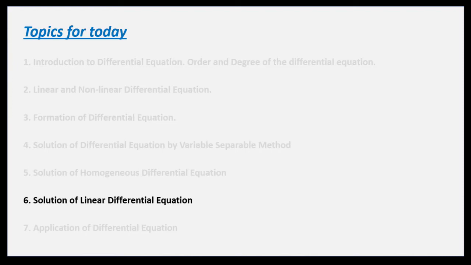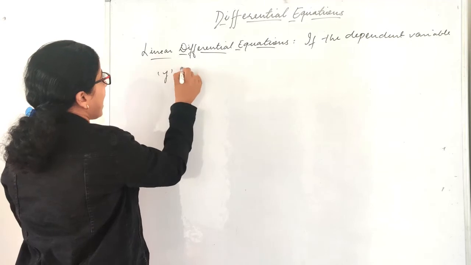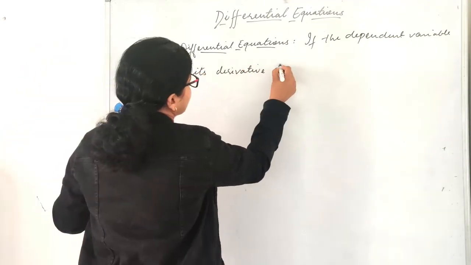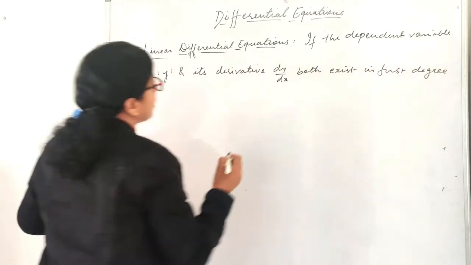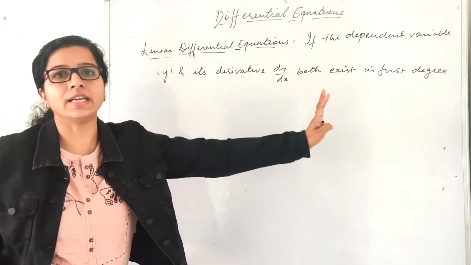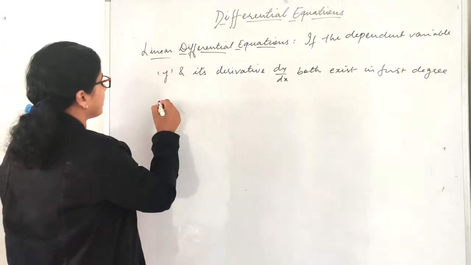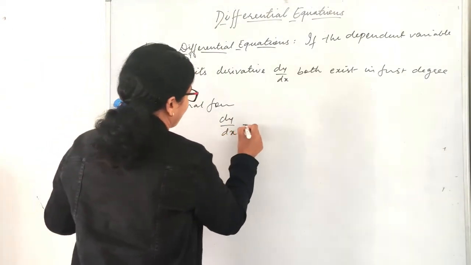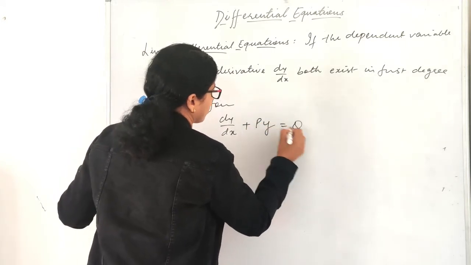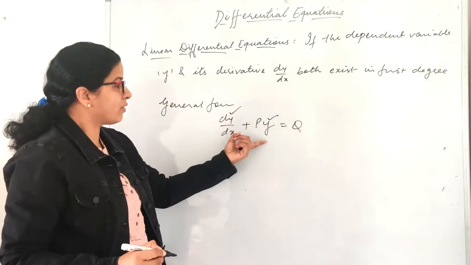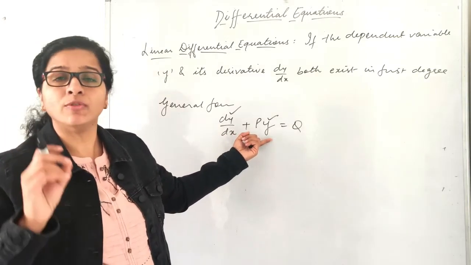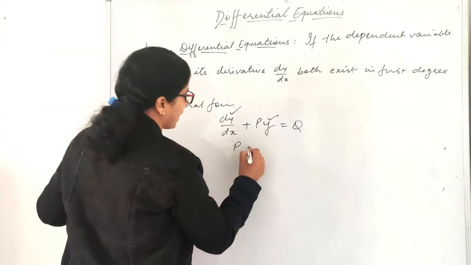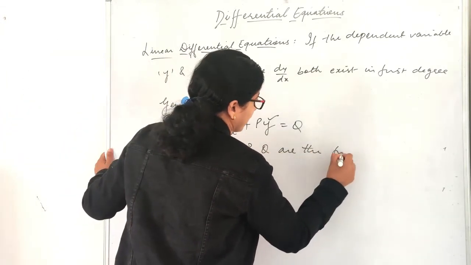Linear differential equation. So what does that mean? If the dependent variable y and its derivative, meaning dy by dx, both exist in first degree, then such a kind of differential equation is nothing but a linear differential equation. So let us take the general form of the differential equation. dy by dx plus Py equals to Q. So you can check here the derivative of the dependent variable and the dependent variable itself, they both are in the first degree, right? P and Q are functions of x.